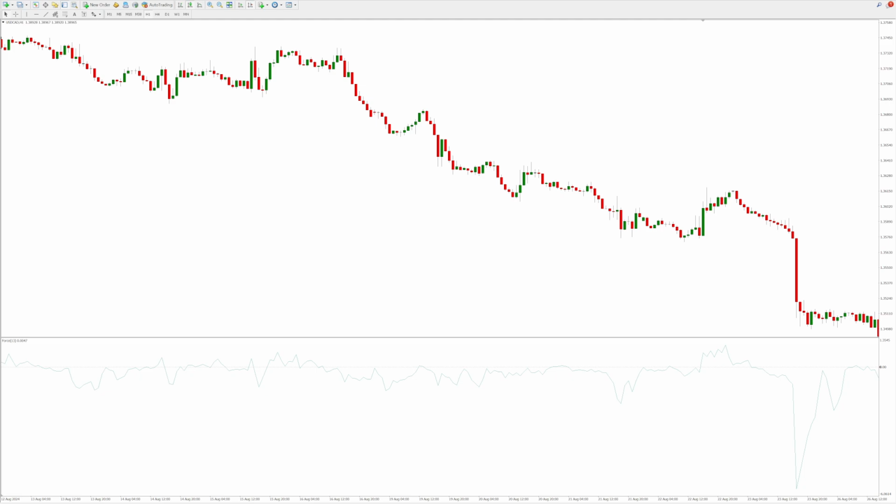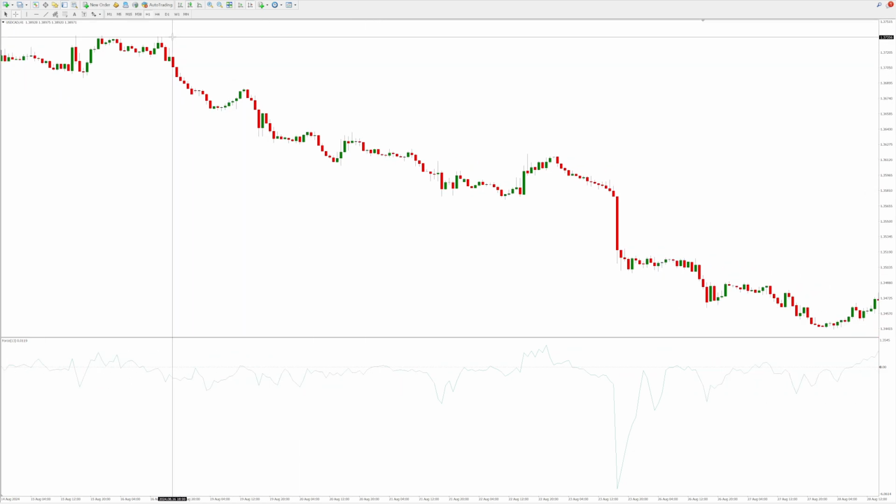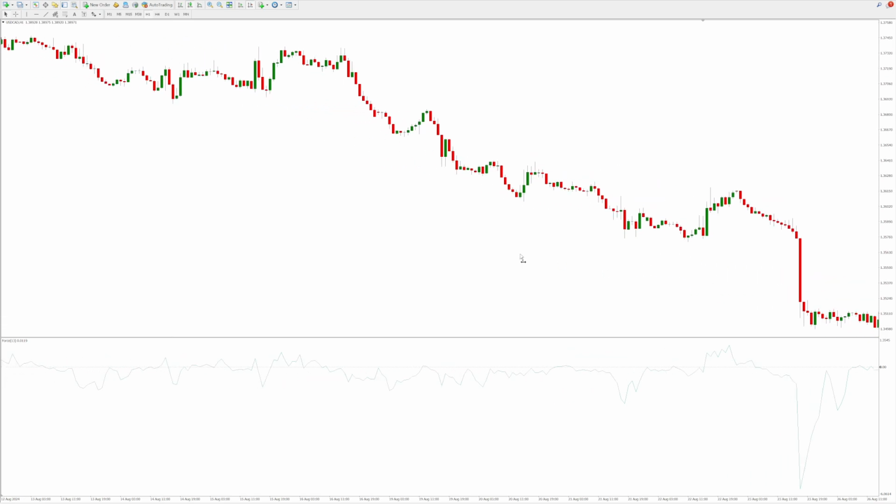This is a technical indicator that measures the strength of buying or selling pressure in a market. It can be used to identify trends, potential turning points, and reversals. In this video, I'm going to show you how you can use this indicator to capture moves such as this one for around 300 pips.